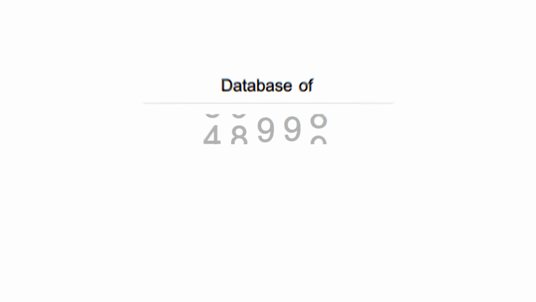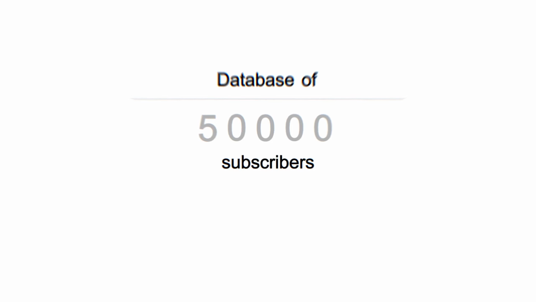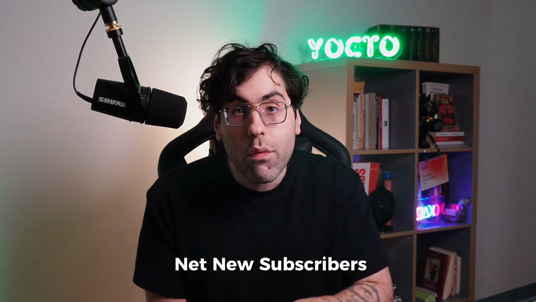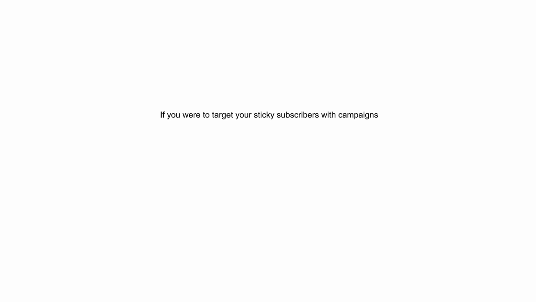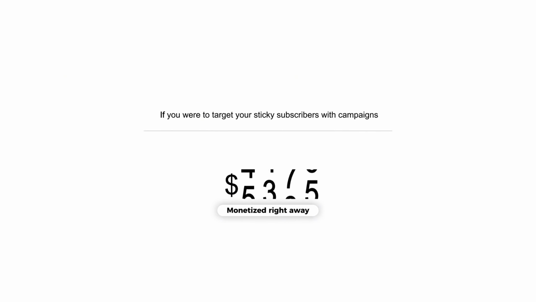But the issue is if you're watching this right now, the ship has probably sailed. You may have built a database of 10,000 subscribers, 50,000 subscribers, and any flows that you would create now would be hugely relevant, but only for net new subscribers. You would essentially be ignoring the database that you've built over time. Whereas if you were to target your sticky subscribers with campaigns, you would do what? You would be able to monetize them right away.